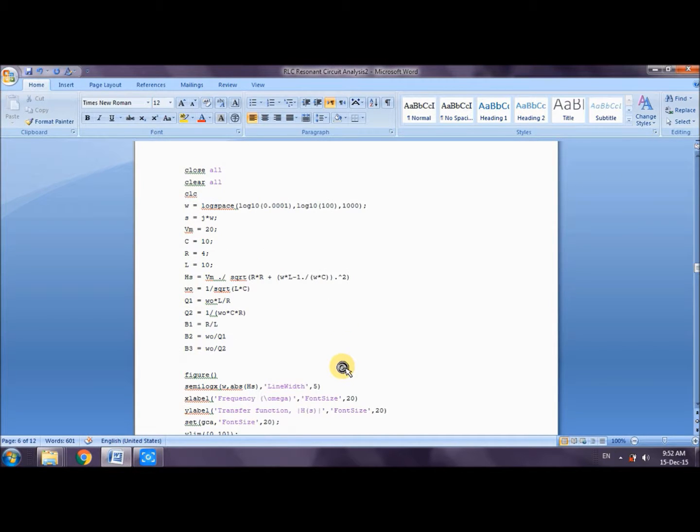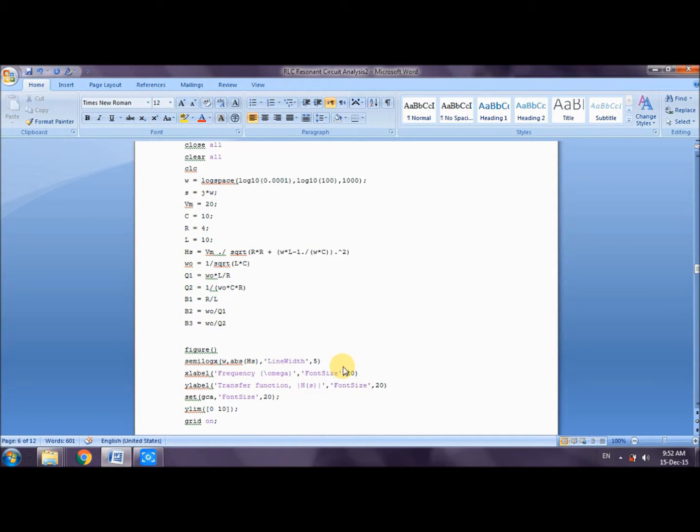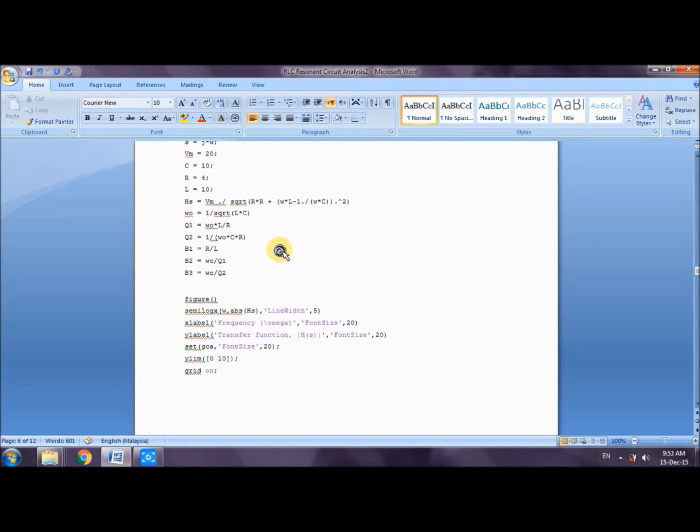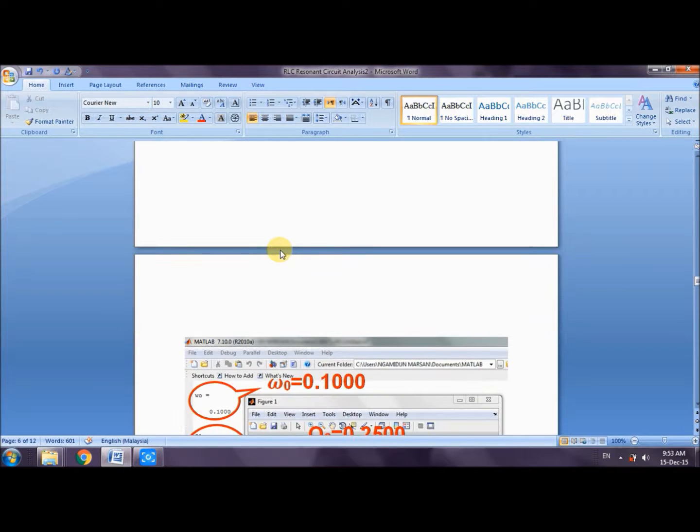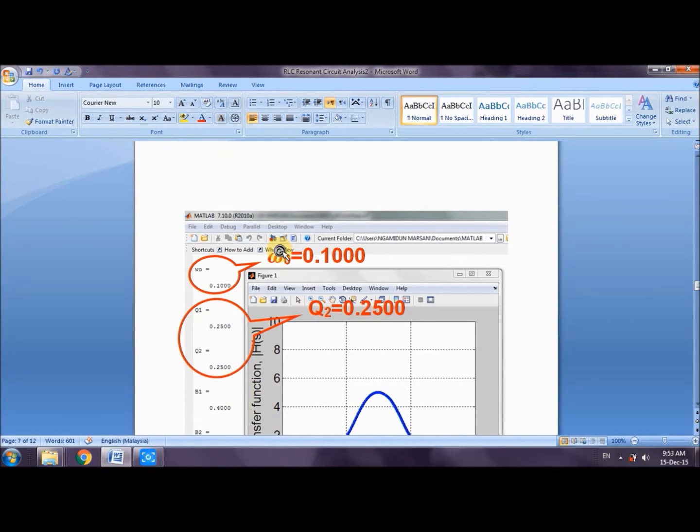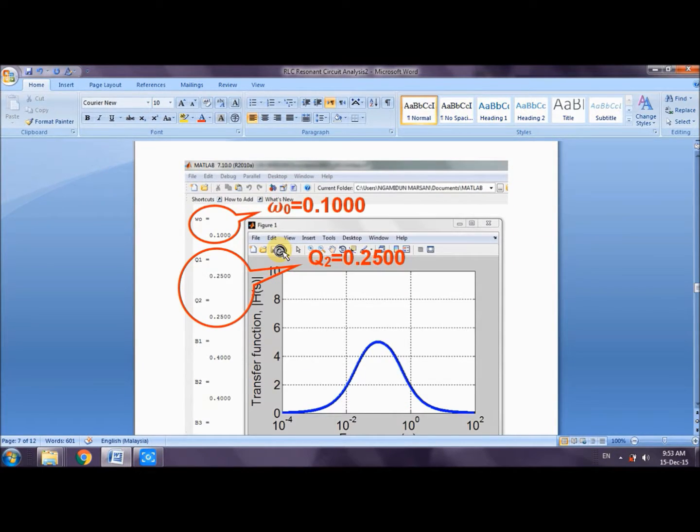So this is the simulation, this is the coding that we have used. It's just the same coding as the previous one, we just changed the value of R here, as you can see. From 2 we change it to 4, and the others are the same. After we run the coding in MATLAB, we obtain this result.